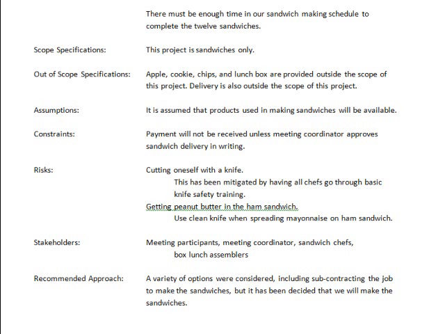Once you have all the pieces in your PDD, or your project definition document, in place, then you get stakeholder approval. Now in this case, you wouldn't go through and get every meeting participant, every sandwich chef, every lunchbox assembler's approval. You would have a designated person, in this case the meeting coordinator, who would sign off on the project definition document so that everyone is on the same page. These are the kinds of sandwiches we're going to be making. This is the deadline for delivery, and this is how we're going to get through the project.